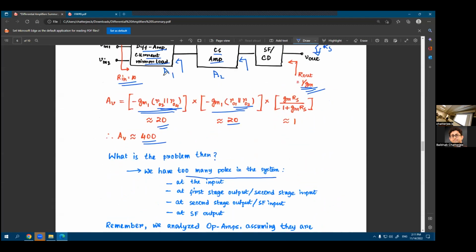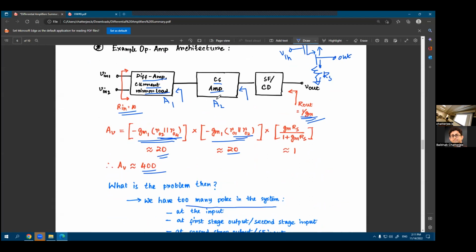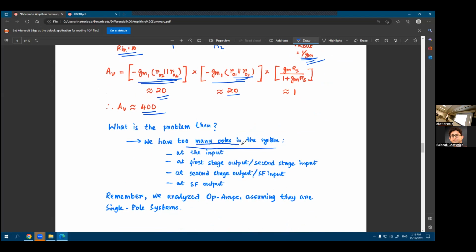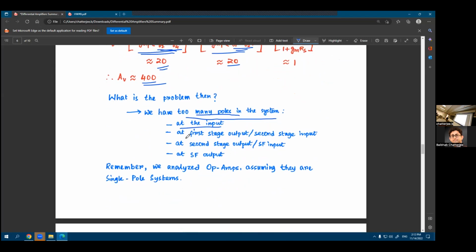Now, here you have too many stages. You have a Diff-Amp, you have a common source, you have a source follower. There are so many stages. There are so many resistances, capacitances, parasitics all over the place. What will happen is that there would eventually be too many poles in the system. There is one pole at the input. There would be one pole at the output of the first stage, which is also the input of the second stage. There would be one pole at the second stage output, or the input of the source follower.